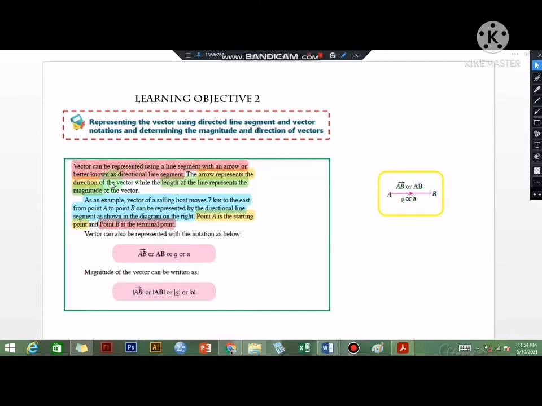While the length of the line represents the magnitude of the vector. The length of the line here, from here until here, represents the magnitude of the vector. As an example, a vector of a sailing boat moving 7 kilometer to the east. Where is the east?